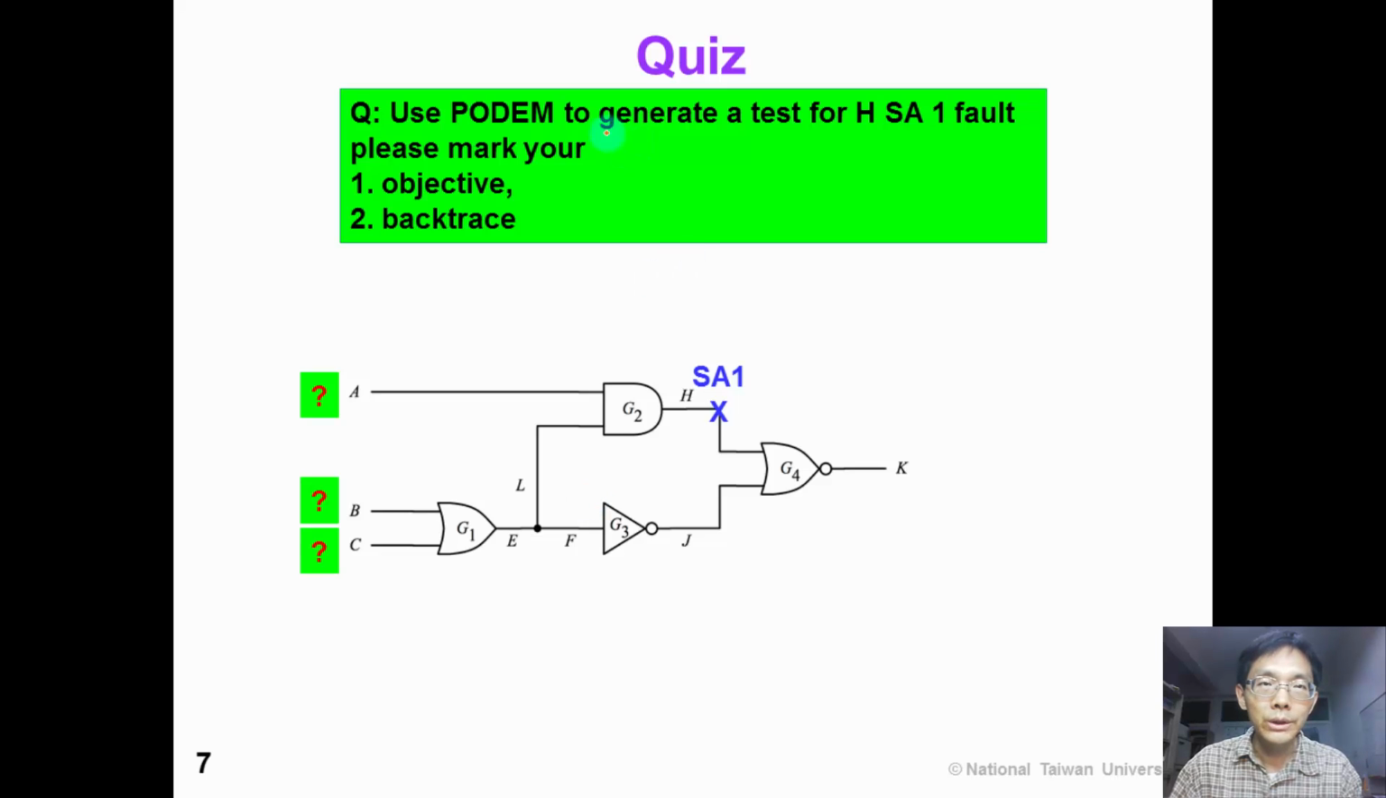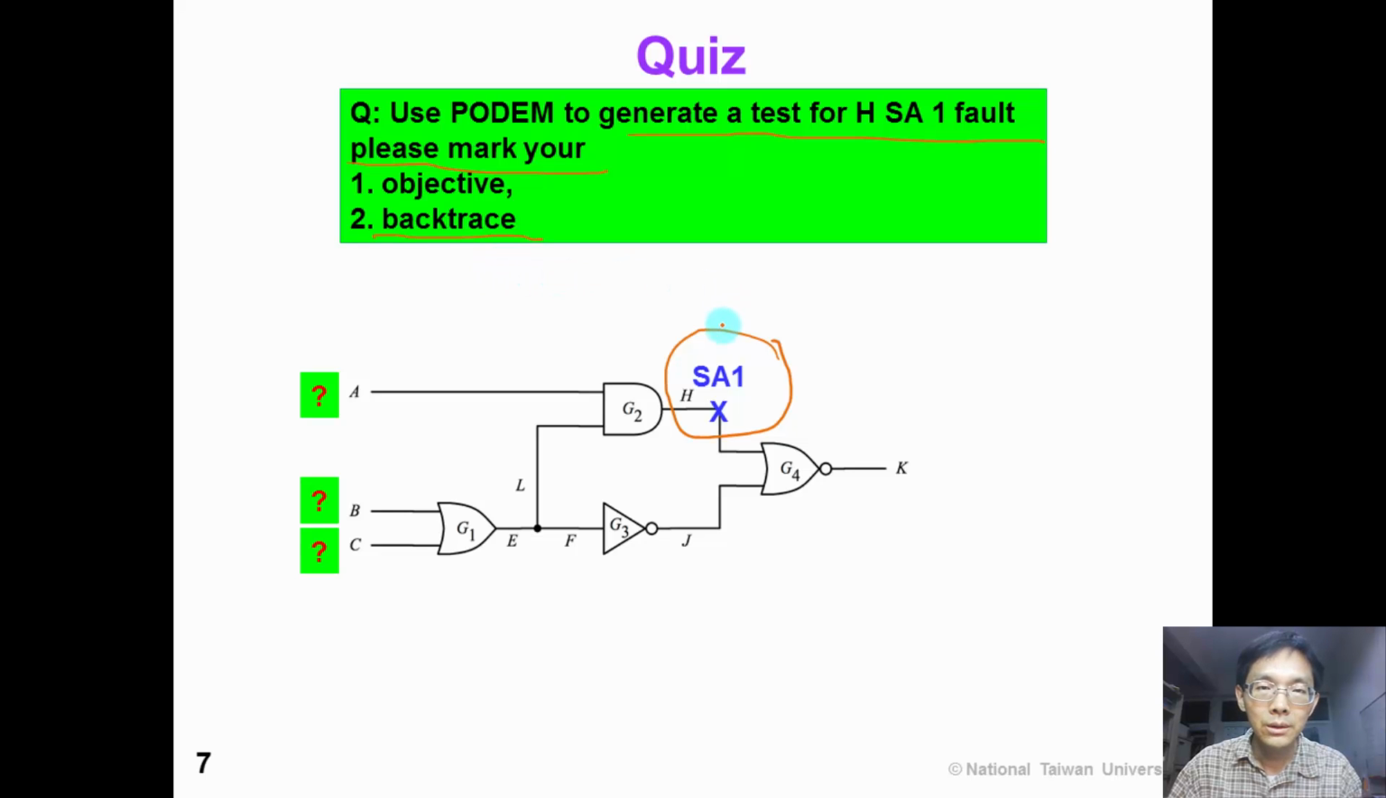Now it's time for a quiz. Please use PODEM to generate a test pattern for H stuck-at-1 fault. Please mark your objective and your backtrace. Now please pause the video and give it a try.